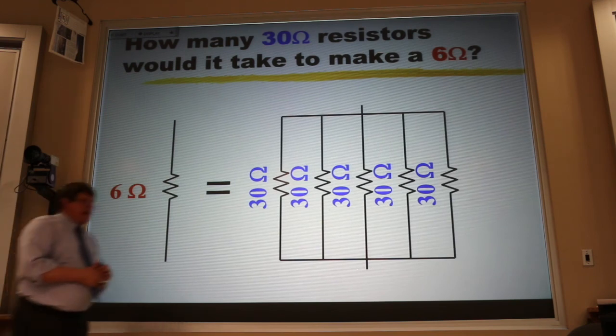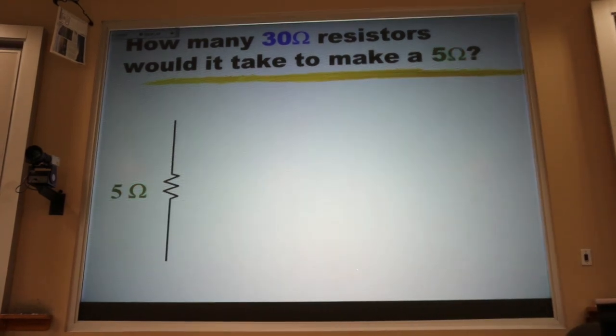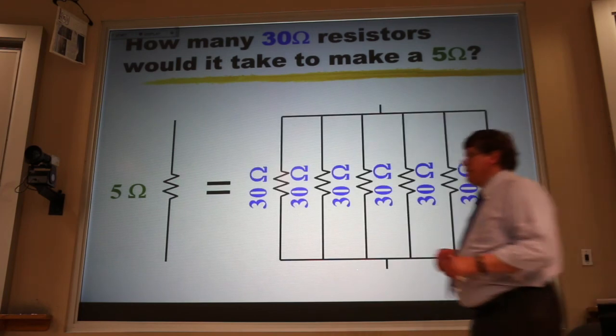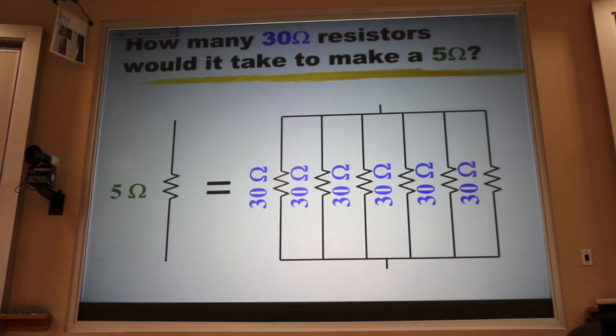If I wanted to make a 5 ohm resistor, how many 30s would I take out of that drawer? 6. Because 6 paths are 6 times easier, and if I take 30 ohms and divide by 6, I get 5 ohms.